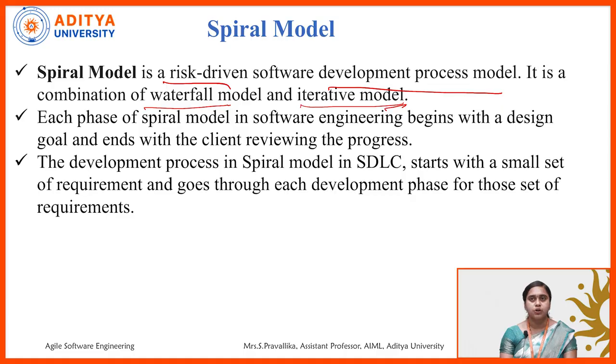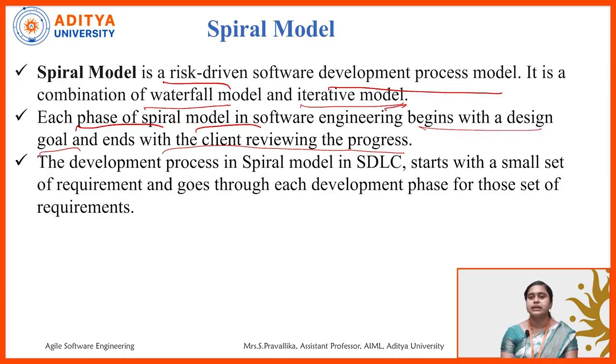Each phase of the spiral model in software engineering begins with a design goal and ends with the client reviewing the progress. So in each and every stage, we are going to focus on the client review. We begin with the goal, and every phase ends with the client reviewing the progress. Based on the client's review, we end that particular process.